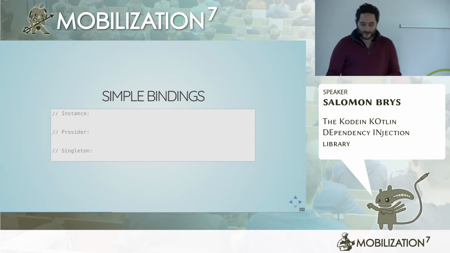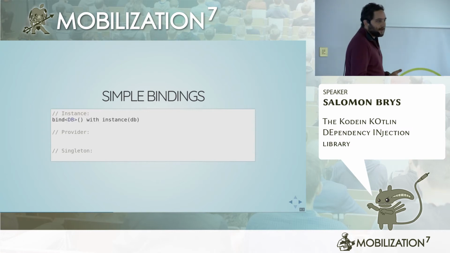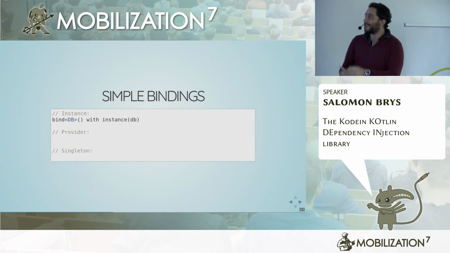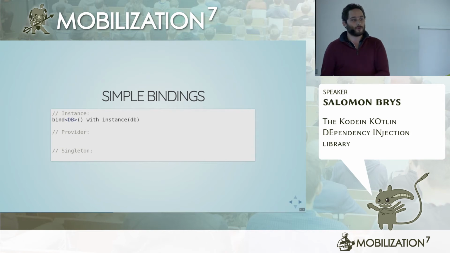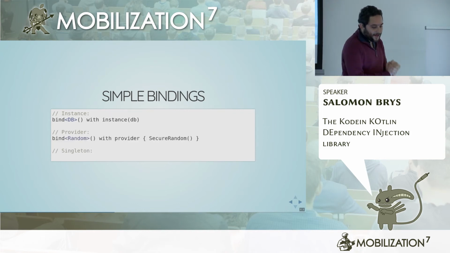Okay, so you can bind multiple things. You can bind, for example, an instance, which is an object that implements the interface that you are binding, that exists before even the Kodein object or before your dependencies are declared. For example, a static object or what have you.